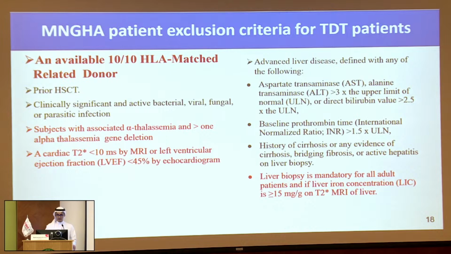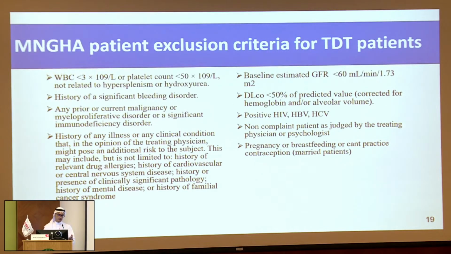So similar to sickle, there is the presence of HLA matching. The others are very similar: other exclusions like significant bleeding disorders, active malignancies or history of restrictive lung disease, GFR less than 60, and active severe viral infections, HIV, etc.